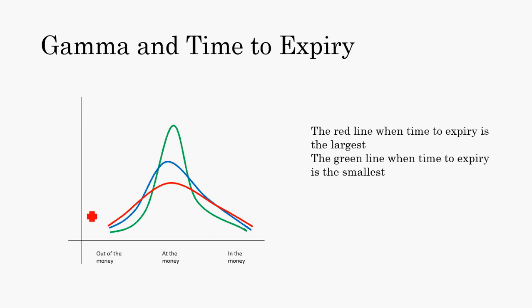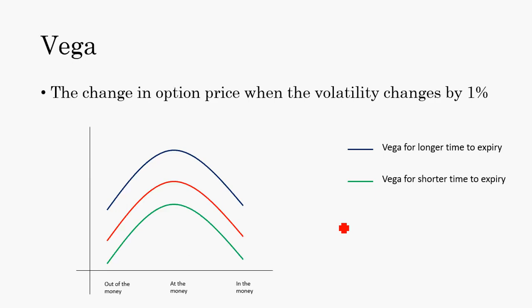Okay, when the time to expiry is longer, the at the money option will have higher gamma, but not as high as when the time to expiry is low. The green line indicates the gamma when the time to expiry is lower, and the red line indicates when the time to expiry is higher. Okay, so this is how a gamma would react to a time to expiry and also to different moneyness of the option. The next option Greek that we are going to look at is Vega.